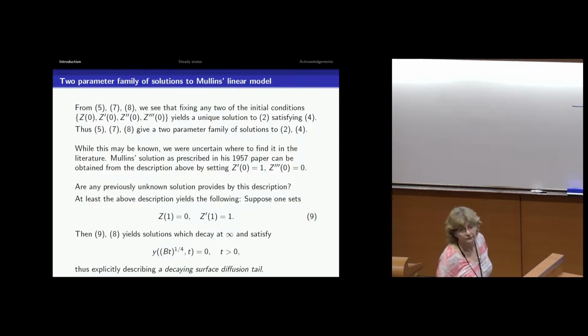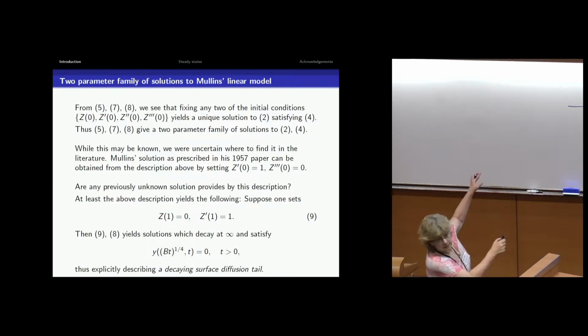Maybe it is. We didn't manage to find it, and we were doing this on the way to looking for something else. If one looks at the equations that we got, if you take this particular, then that's what you get. You get back to a Mullins solution. And then you can get previously unknown solutions provided by this description. I haven't checked because I just heard this from Eugene on the way over, but apparently his solution, I suspect, is in this 2-parameter family.